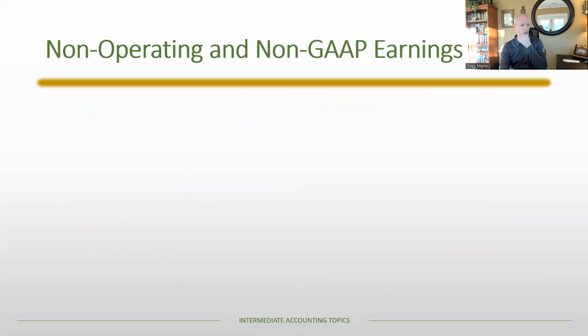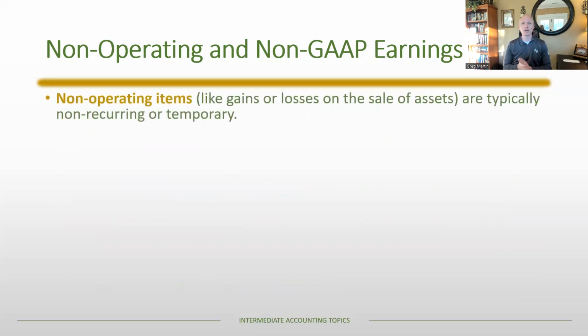All right, so we're going to keep going down this path of looking at these unique items and how they impact what we report on the income statement. We're going to talk about non-operating and non-GAAP earnings. First of all, non-operating items are those things we've already highlighted: gains and losses that are non-recurring and typically very temporary. But there is this other term that I want us to start to understand, and that's what's called non-GAAP earnings.